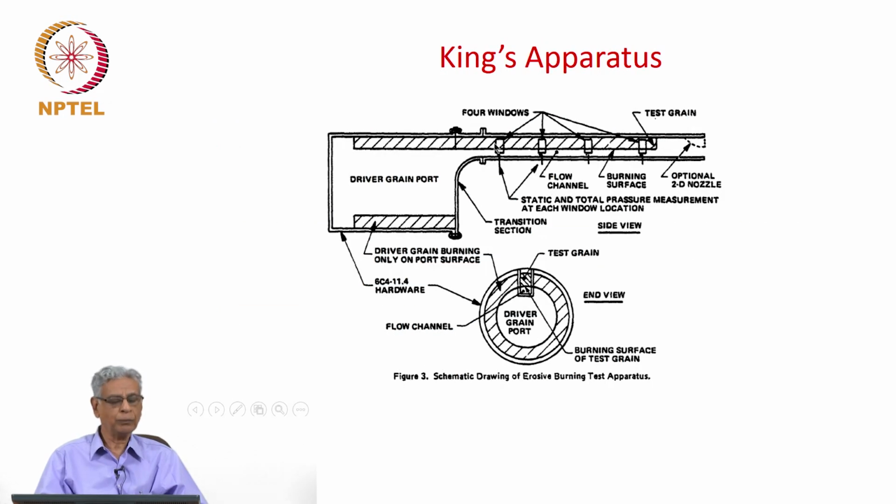Merrill King did a study like this. You have a propellant which is burnt, and this produces gases which go past a test grain here. You can measure the pressures here, and you can also do videography, and that way you know how the propellant is burning in the test grain.